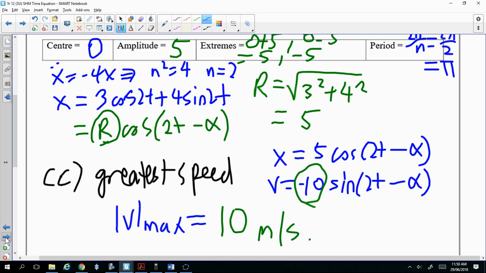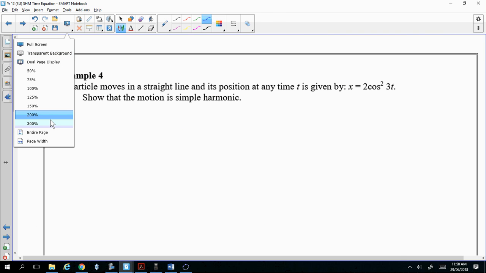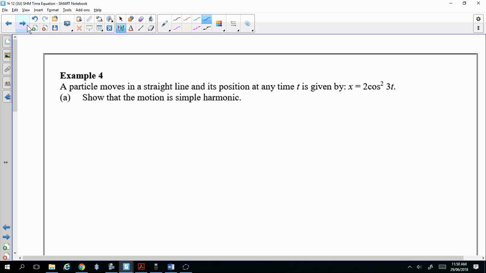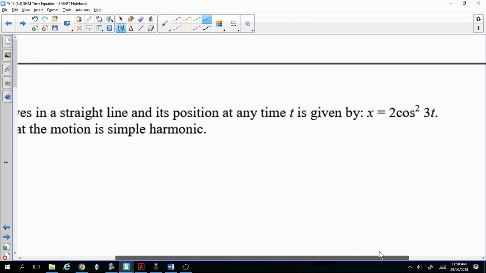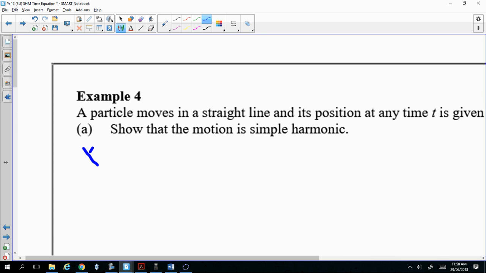All right, we've got another equation that has a square on it. We have to prove it's simple harmonic. Let's write it down. x equals 2 cos square 3t. So what do we do? We have to differentiate it. Before you differentiate, write it as this. We have to use the chain rule.